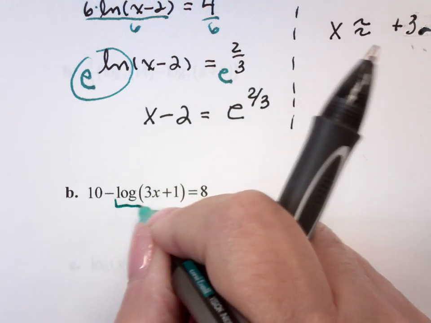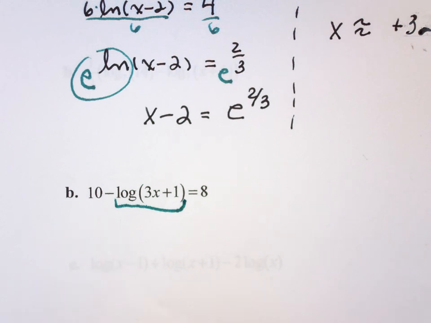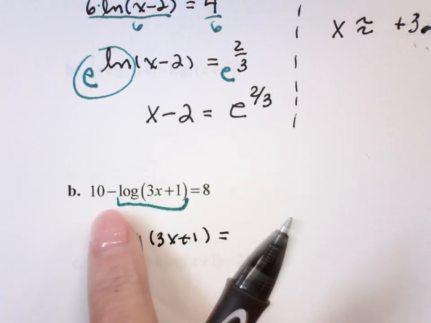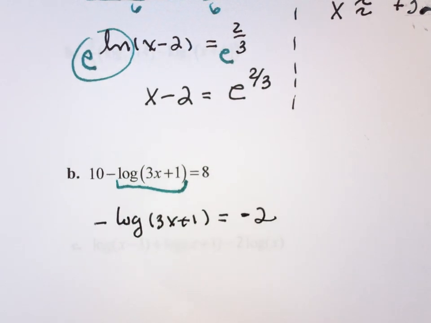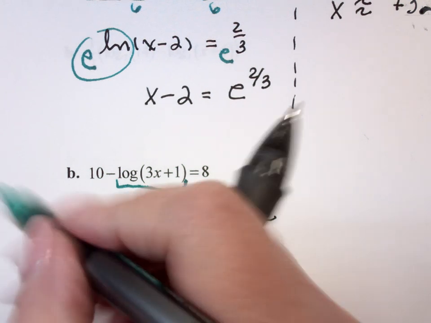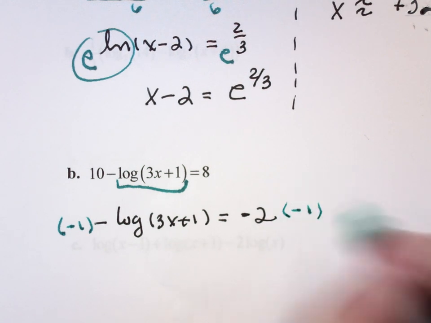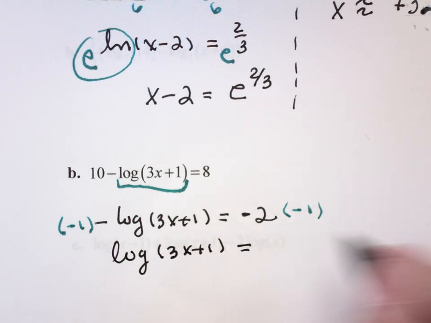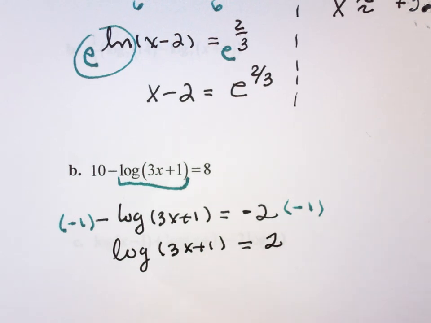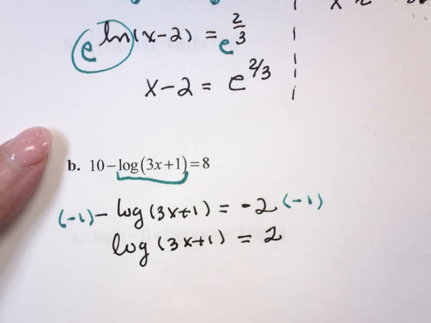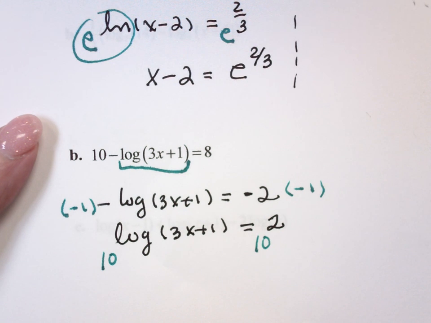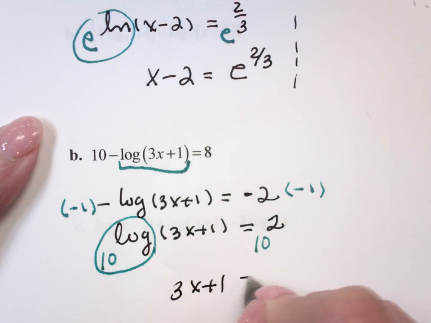Again, here's your term that's got the x in it. That means 10 gets moved to the other side. So the opposite of log of 3x plus 1 equals 8 minus 10, which is negative 2. I'm going to multiply both sides by negative 1, or you could divide both sides by negative 1, either way. This says that the log of 3x plus 1 equals positive 2. Now instead of e-ing it out, we're going to 10 it out because it's the inverse. So these two things cancel each other out. 3x plus 1 equals 10 squared.